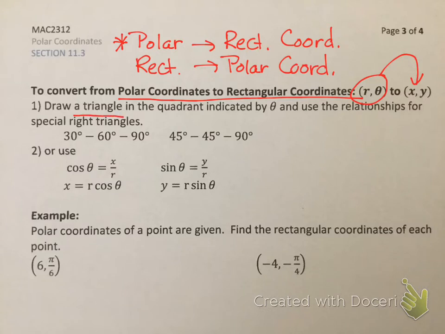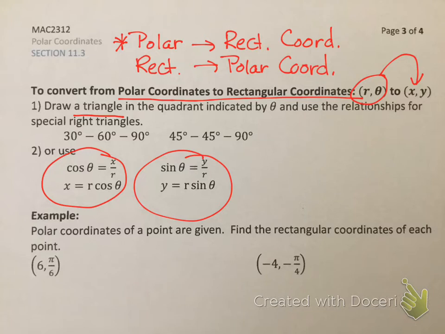I like to draw a triangle in the quadrant where the polar coordinates would be plotted, and then use the idea of my special right triangles, 30, 60, 90, and 45, 45, 90, because I know those relationships. If you choose not to do that, that's fine. You can use these two ideas from trig, that x is equal to r cosine theta and y is equal to r sine theta. So I will do each of these problems both ways.